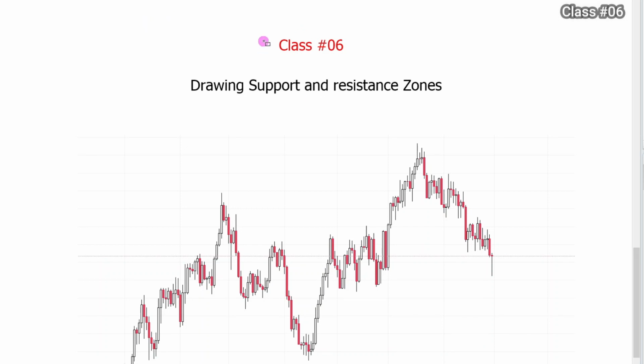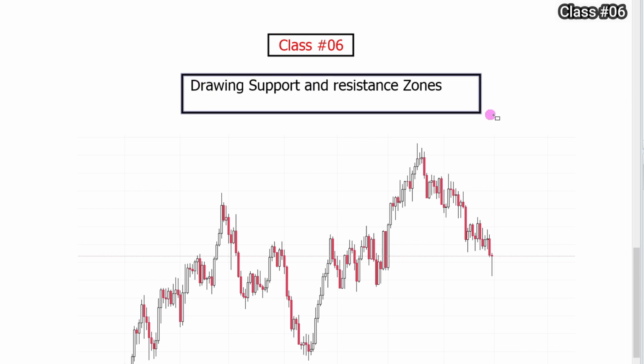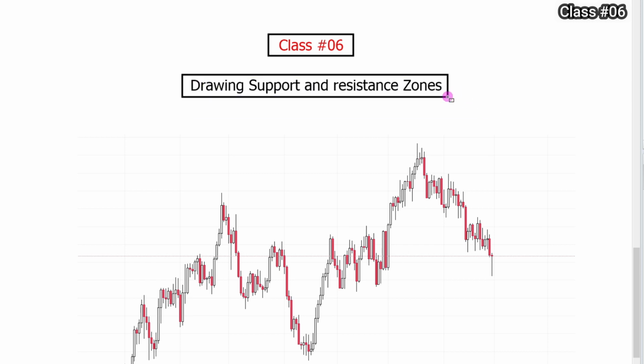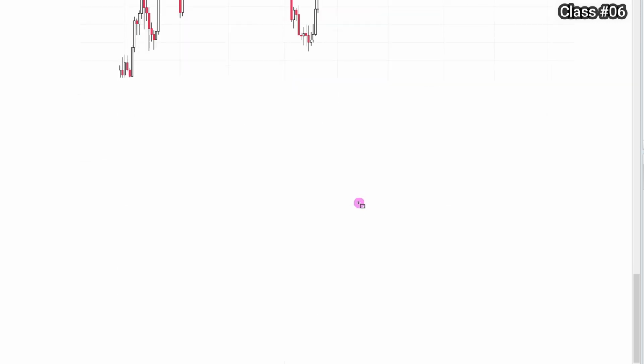Hi guys, this is our sixth class, and in this class we are going to learn how we can draw support and resistance zones in our strategy. Drawing support and resistance zones is very easy. So let's suppose we are in an uptrend.